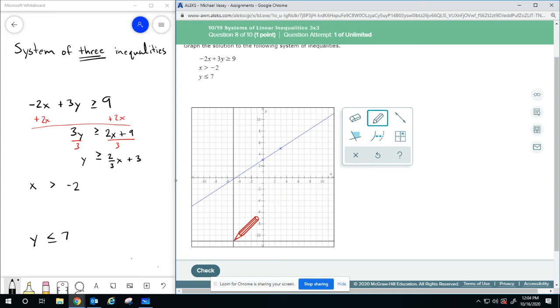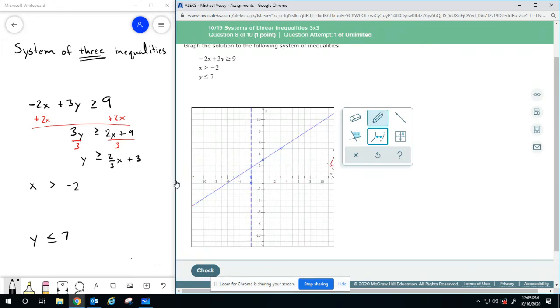Now let's take a look at one of the other inequalities: x is greater than -2. That is going to be a vertical line at -2. So here is x and here is -2. It's going to be a vertical line because all of the points along this vertical line have an x value of -2. I'm just going to put another point along that vertical line so I can draw it. It needs to be a dashed line because it is greater than and not equal to.